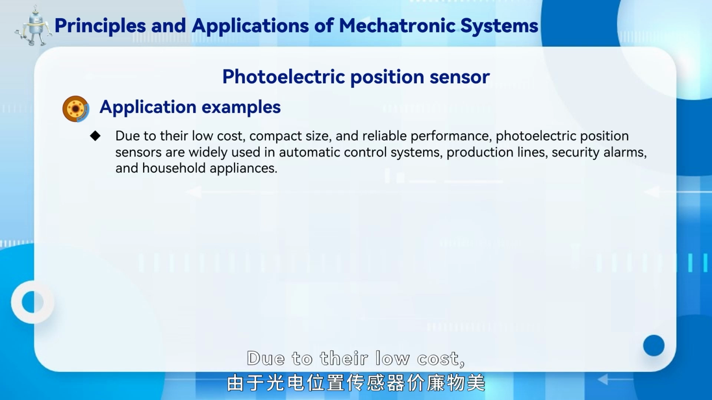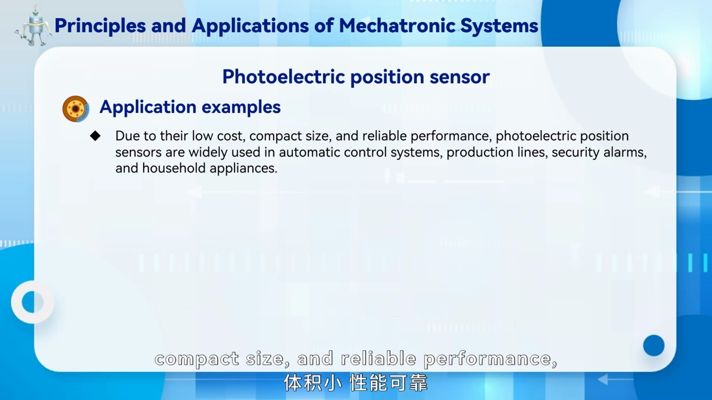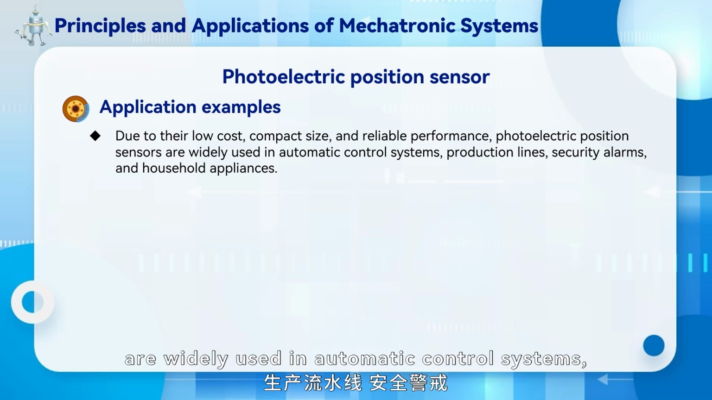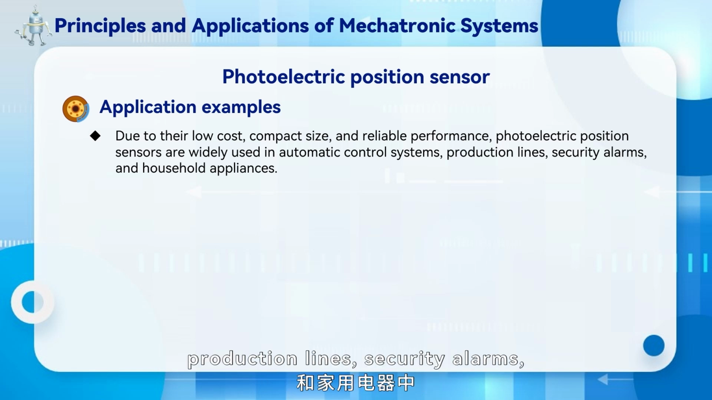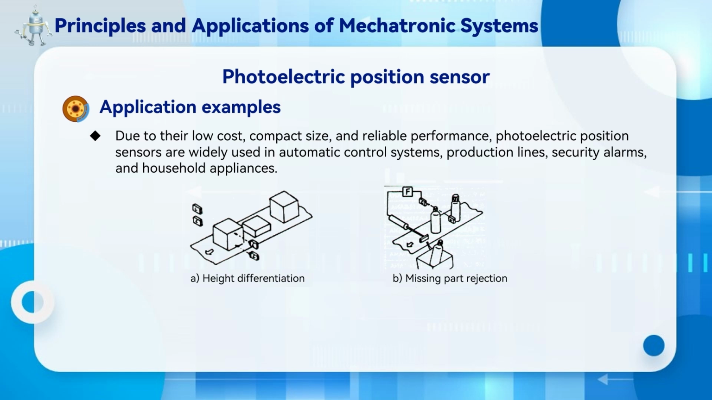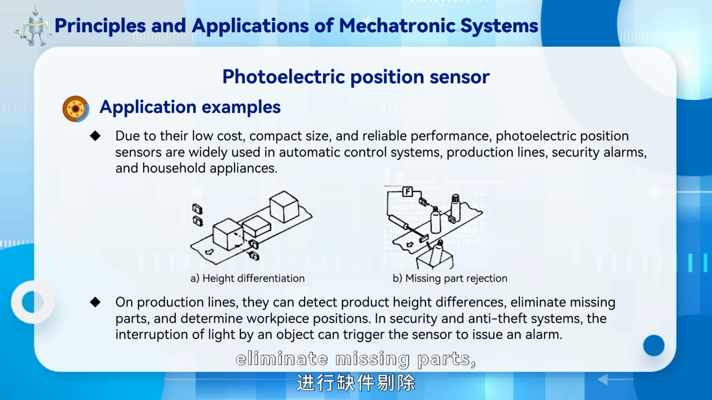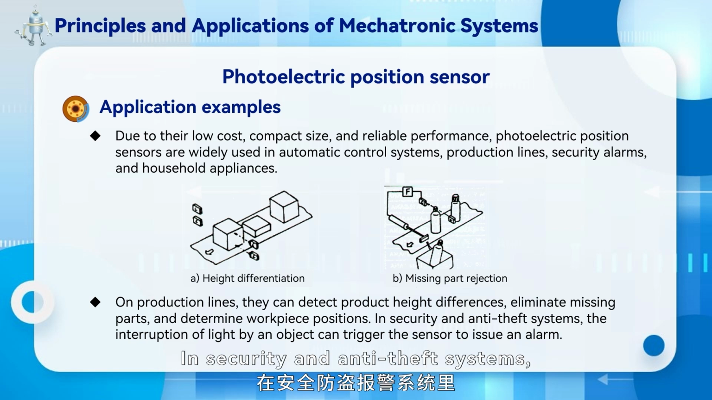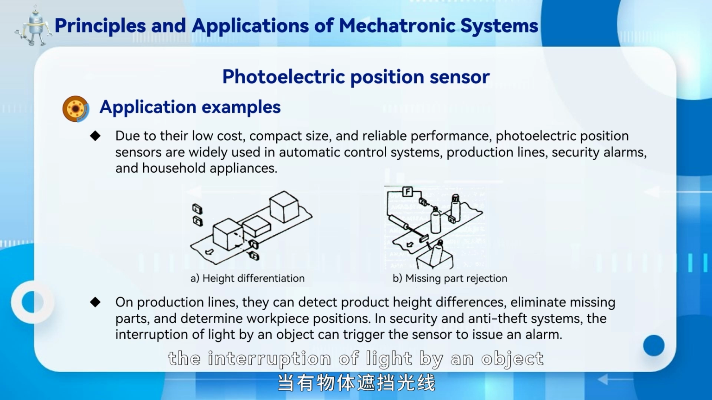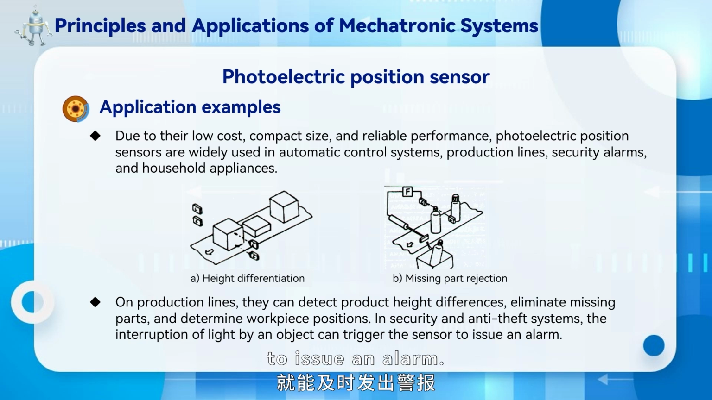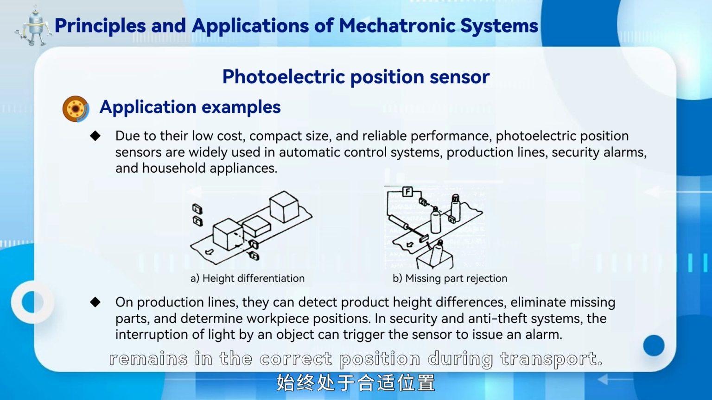Due to their low cost, compact size, and reliable performance, photoelectric position sensors are widely used in automatic control systems, production lines, security alarms, and household appliances. On production lines, they can detect product height differences, eliminate missing parts, and determine workpiece positions. In security and anti-theft systems, the interruption of light by an object can trigger the sensor to issue an alarm. In strip centering control, the sensor ensures that the strip remains in the correct position during transport.